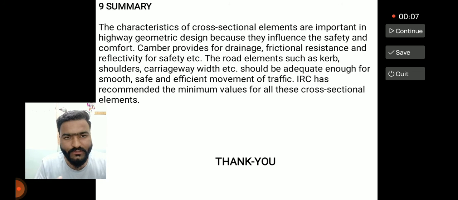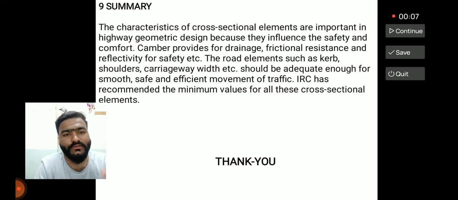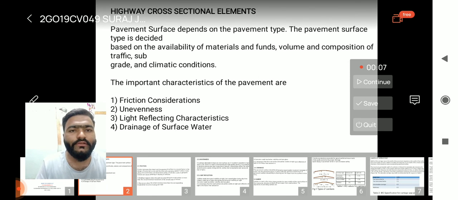So here are all the summaries that we studied before. What are all the concepts we studied here? Here is a small summary: the characteristics of cross-sectional elements are very important for highway geometric design because they influence safety for humans, obviously for our safety, and then our comfort. As we studied, camber provides for drainage, frictional resistance, and reflectivity for safety. Then the road elements such as curbs, shoulders, carriageway width should be adequate for smooth, safe, and efficient movement of traffic.